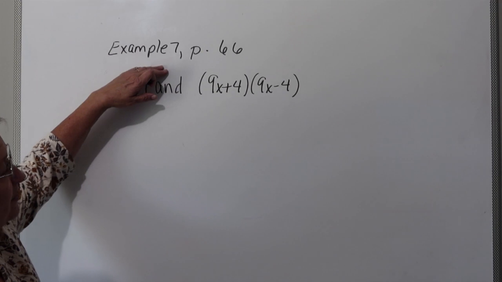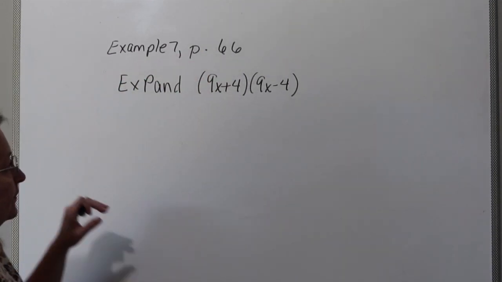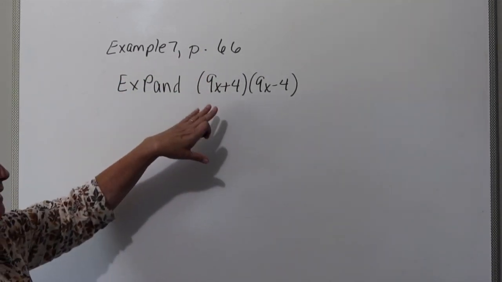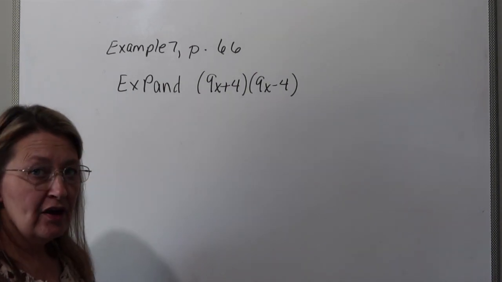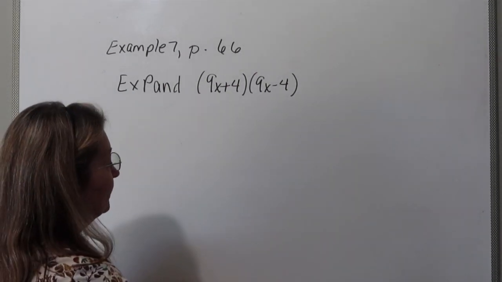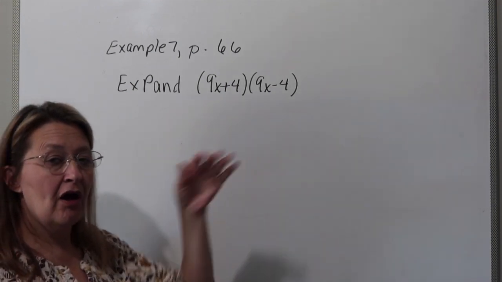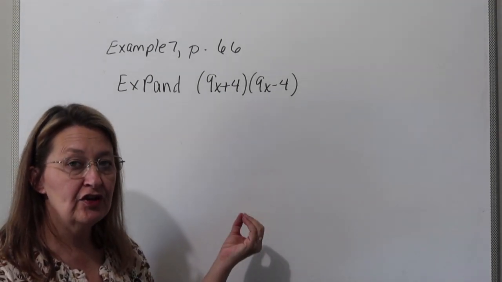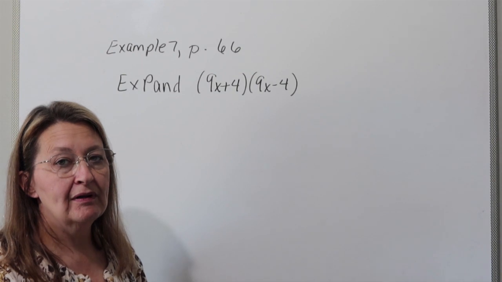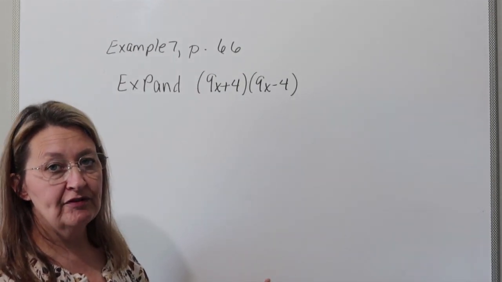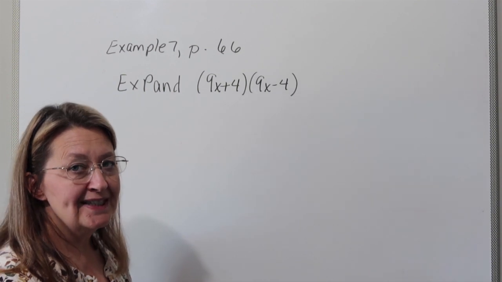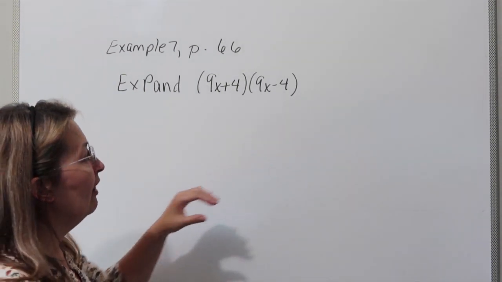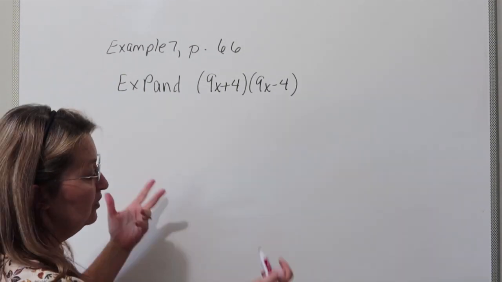So let's do example 7 on page 66. Our problem says expand 9x plus 4, 9x minus 4. Now if you are on your toes, you immediately recognize, hey, I've got two conjugates multiplied times each other, so I can use my formula. If you don't recognize that, you're going to have to use FOIL or distribute, and it's going to take a little bit longer.